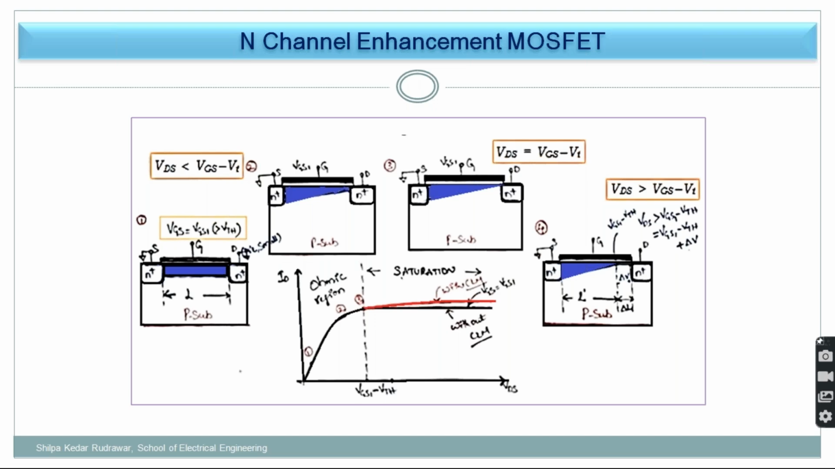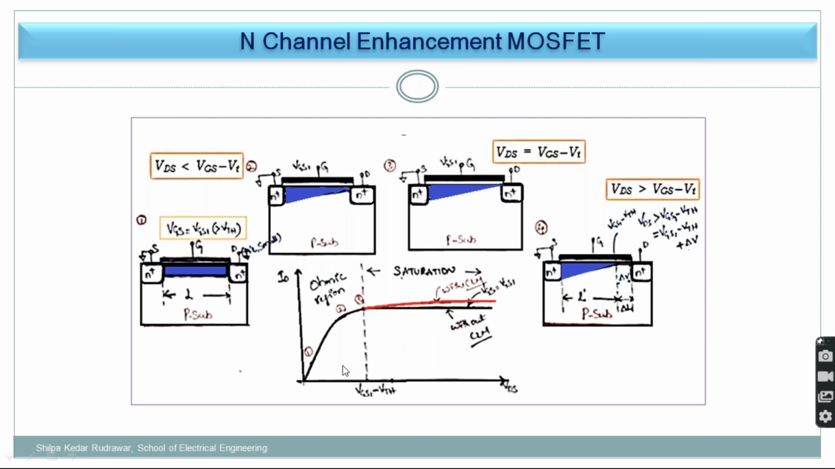And this is the current where in the saturation region, it should remain constant. Actually, practically, it doesn't happen. That is the effect of channel length modulation, like the red curve you are able to see. But ideally, there is no effect of the drain voltage on the drain current. So as you keep increasing VDS, this drain current will remain constant.